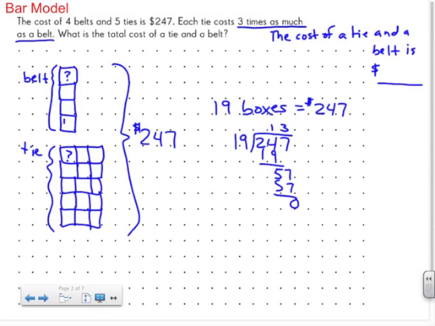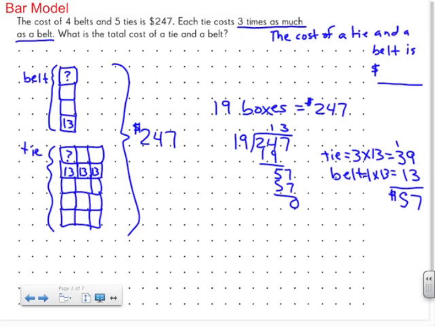So one belt is $13 and one tie is 13 times 3. So my tie equals 3 times 13, which is $39. My belt is $13, for a total of $52 for a belt and a tie.